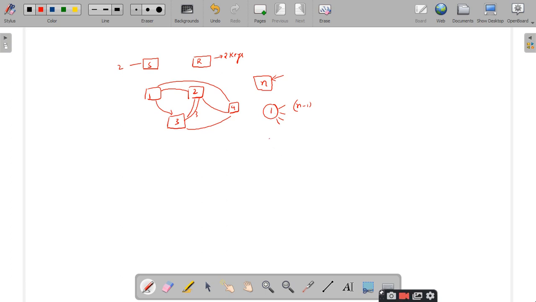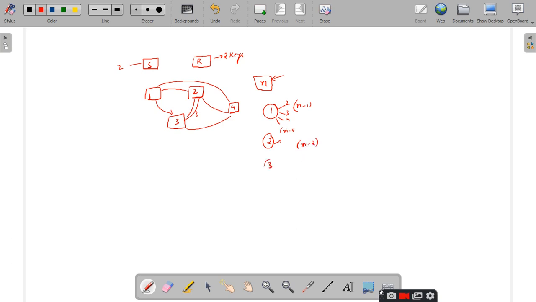If I take the second person, listen carefully, how many keys should he have? n minus 2. So if the first person has to share with 2, 3, 4 and so on up to n, therefore we have n minus 1 keys. Similarly, the second person does not have to generate a key with 1, because 1 and 2 are already linked. Therefore he has to generate n minus 2 keys.